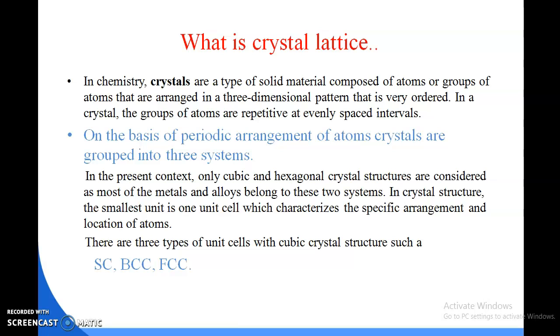So here it is coming, what is crystal lattice? First of all, what is crystal lattice? We have studied this crystal lattice in our chemistry chapter also. According to our chemistry, crystals are a type of solid material composed of atoms or groups of atoms that are arranged in a very ordered three-dimensional pattern. In a crystal, the groups of atoms are repetitive at evenly spaced intervals. A lattice is an ordered array of points describing the arrangement of particles that form a crystal.